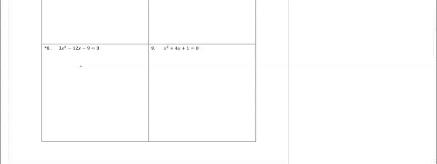So what I have to know is that when I'm doing this, I cannot do anything for completing the square if my a is not equal to 1. So what I must do is get my a equal to 1. I'm going to look at the whole thing and go, okay, is there anything that I can evenly divide out here on the left? Well, sure enough, I can evenly divide out a 3.